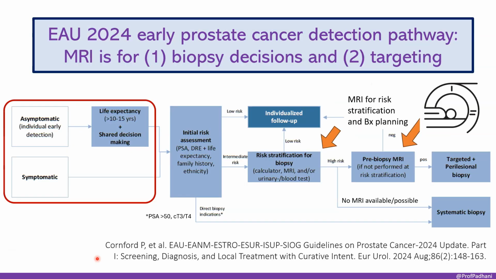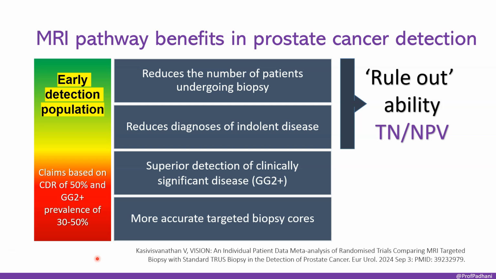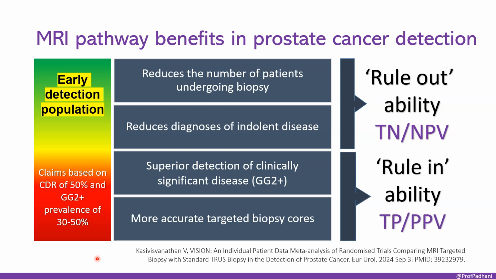The benefits of this MRI-led pathway, established through multiple large trials summarized in the Vision meta-analysis, are significant. Compared to systematic biopsy alone, it reduces the number of men needing biopsies, decreases the diagnosis of indolent, low-risk disease, improves the detection of clinically significant Gleason grade group 2 or higher cancers, and leads to more accurate targeted biopsy cores. When evaluating any diagnostic tool, including AI, we think about its rule-out ability, its negative predictive value, and its rule-in ability, its positive predictive value. These concepts are central to understanding how AI can help.